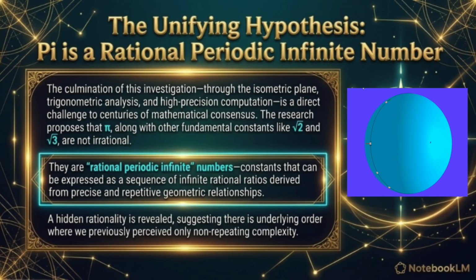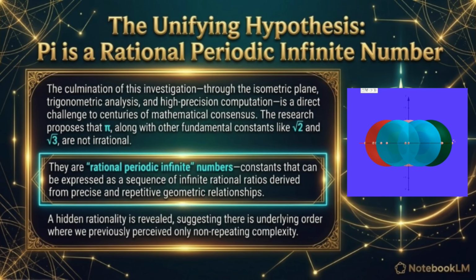And here it is. This is the culmination of the entire investigation. The research proposes a direct challenge to centuries of mathematical consensus that pi and other fundamental constants like the square root of 2 and the square root of 3 are not irrational. The argument is that they are in fact members of this newly proposed class of rational periodic infinite numbers, meaning they have a hidden, repeating order.